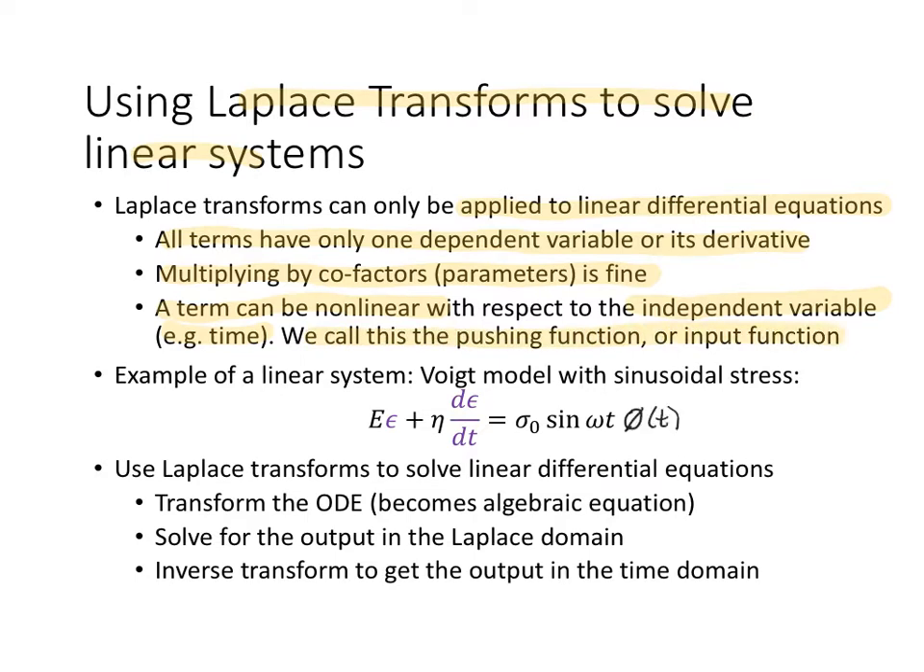An example of a linear system is the Voigt model with the pushing function being sinusoidal stress, which we see here. That is an amplitude sigma naught times sine omega t. That's the sinusoid, and the step function here means this is 0 before t equals 0. We see this is linear because this term only has one variable, this has just the derivative of a variable, and this one has no variables except time. This is just the pushing function over here. Keep in mind, this is just a constant. That's not a variable. It's not a function of time.